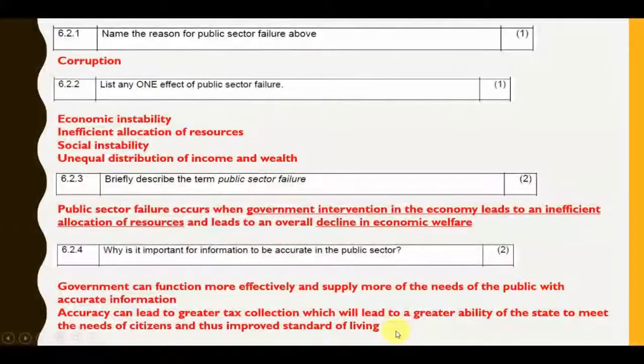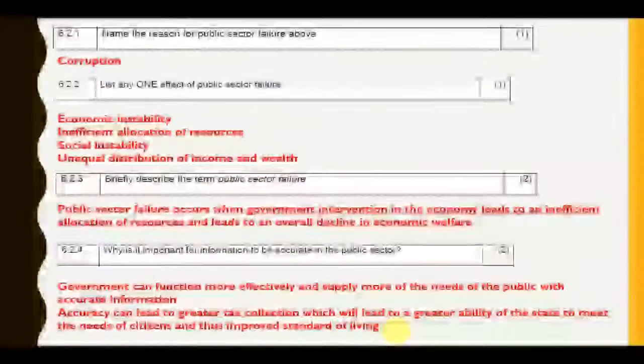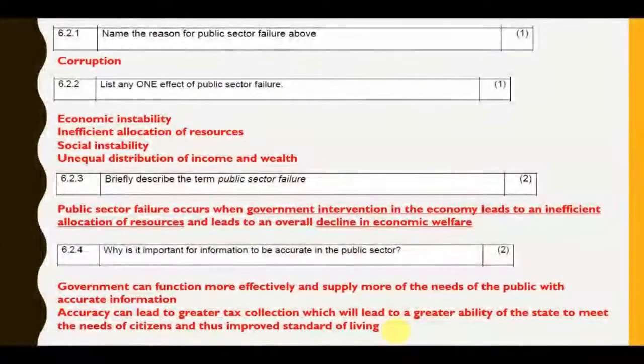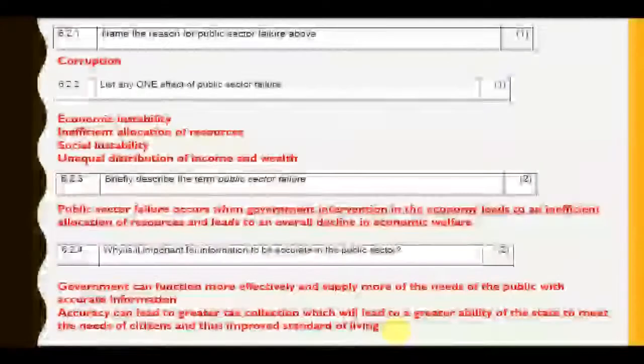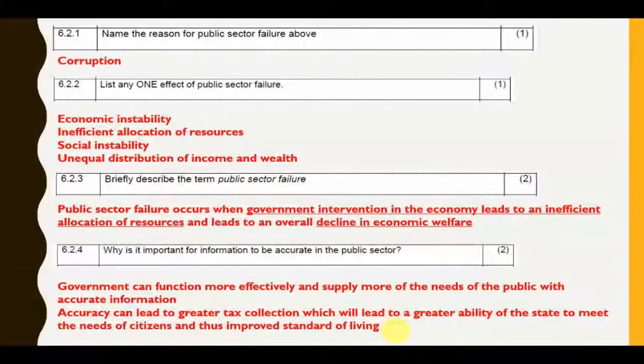I'm sure you guys had quite a few other answers. It's such a pity you can't type in the type box. But there are quite a few different answers that you could have put there. So if you have something else, as long as it relates to the benefits of accurate information for government functioning, you will be given credit. Remember, we want nice full sentences for these answers.